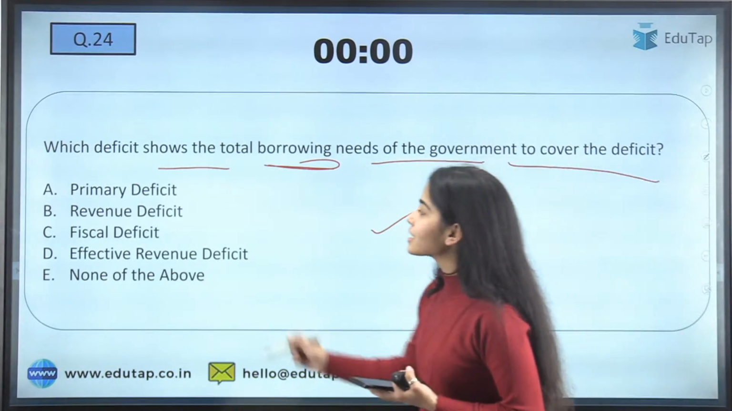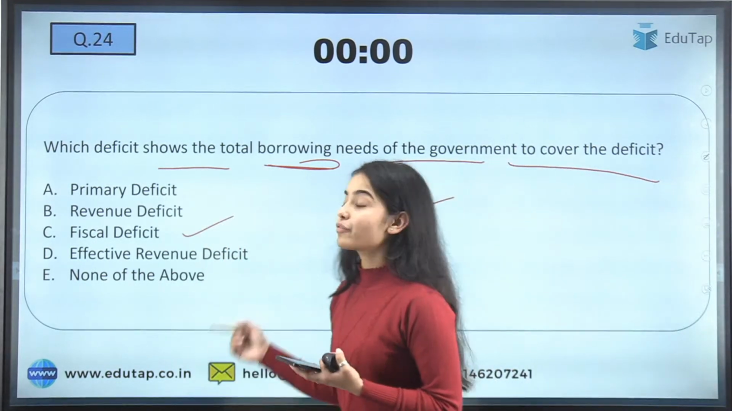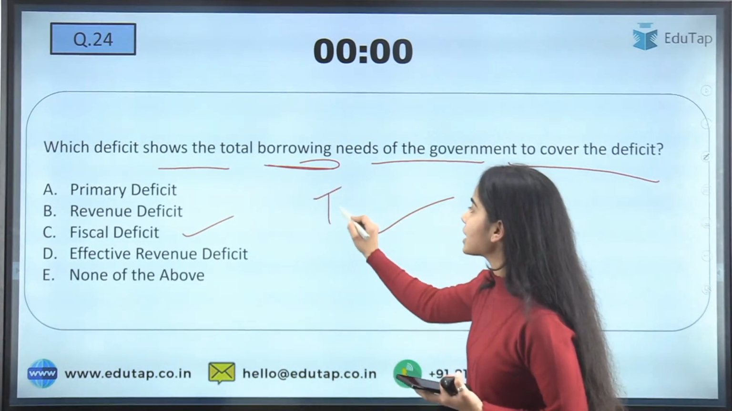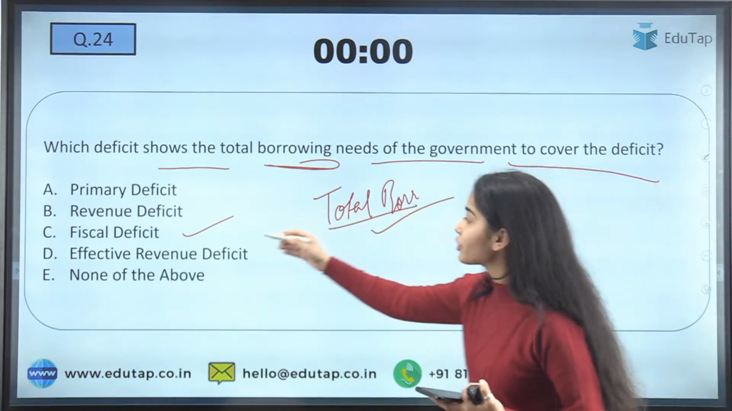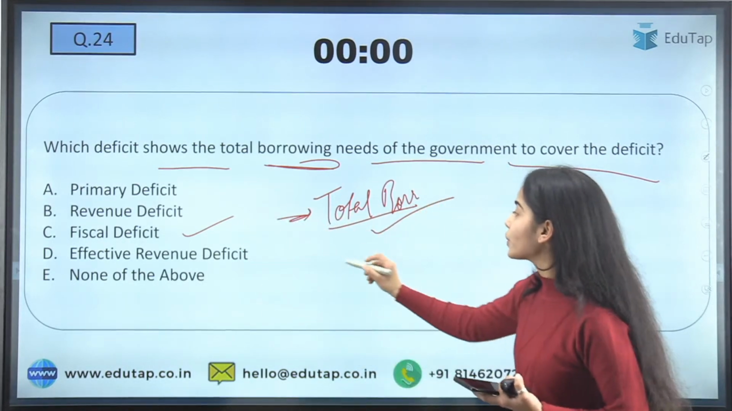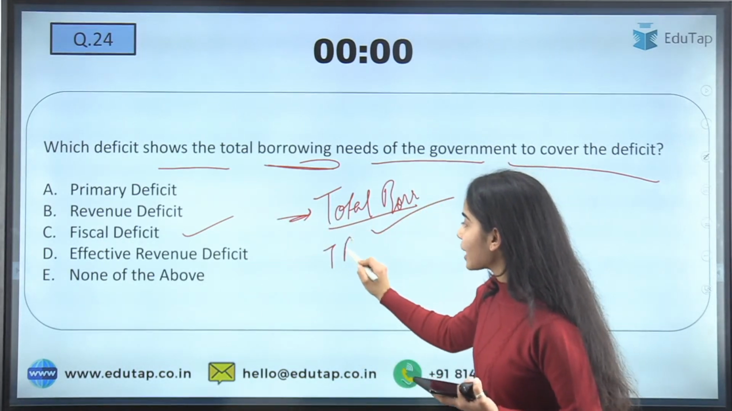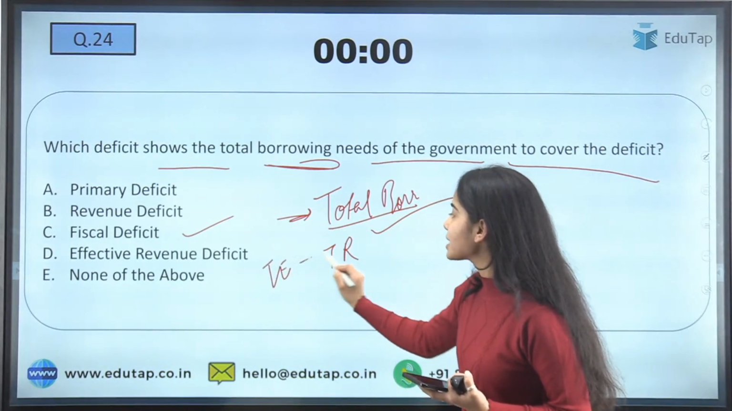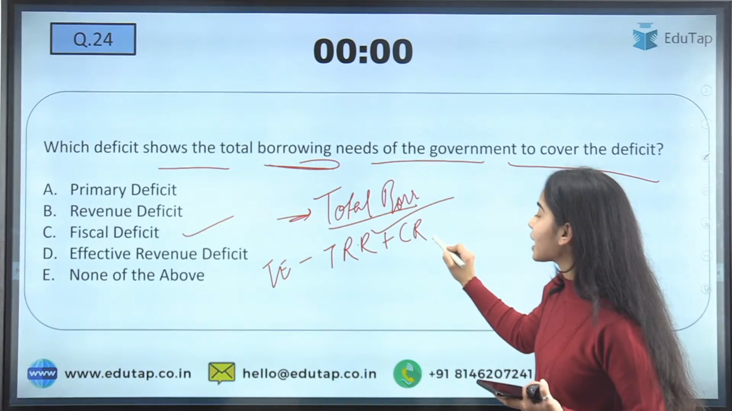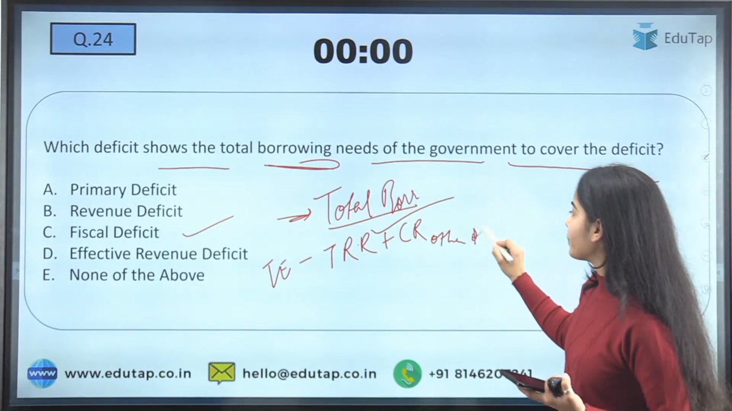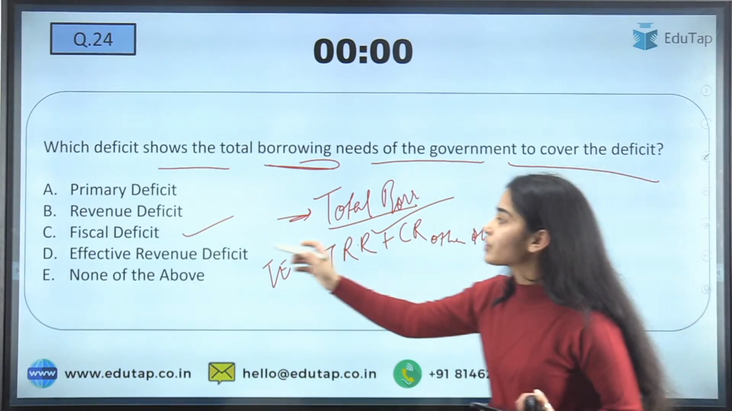Okay, so the answer is fiscal deficit, that is right. And why fiscal deficit? Because fiscal deficit is total borrowings. The fiscal deficit is equal to total borrowings, that is the total expenditure minus the total revenue receipts plus the capital receipts that are other than borrowings. Okay, so this is the fiscal deficit.